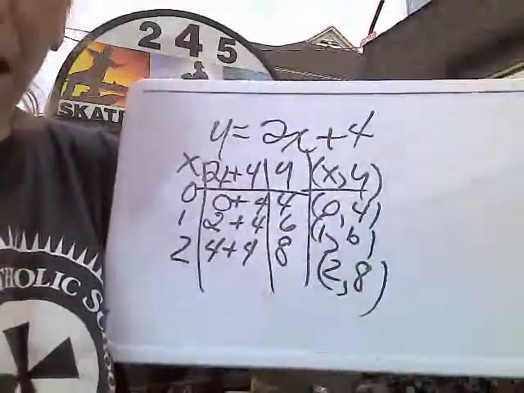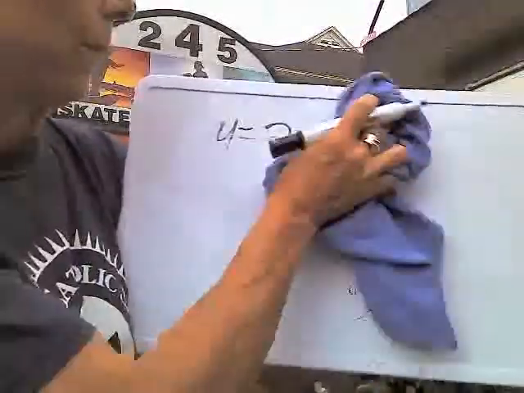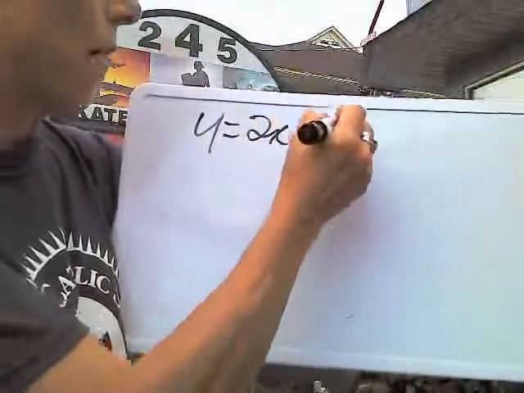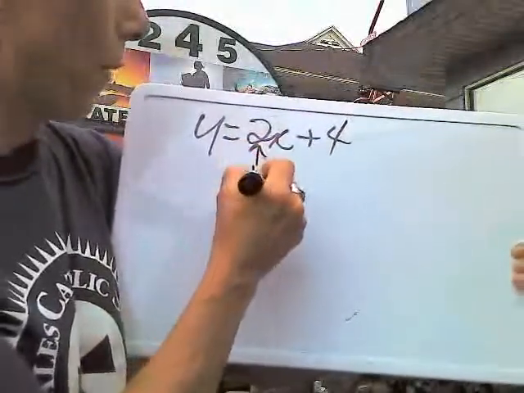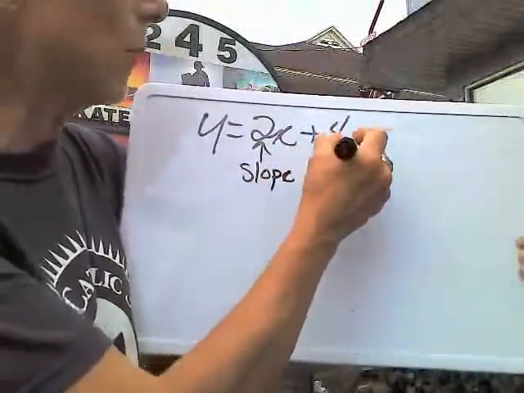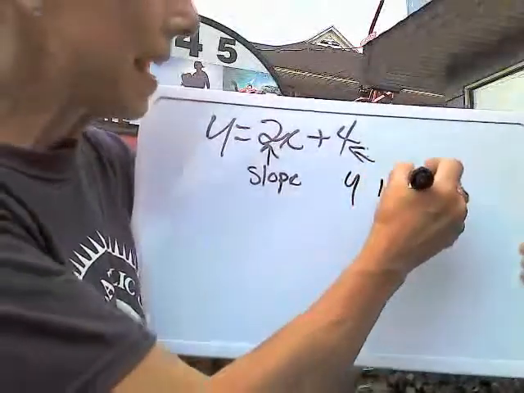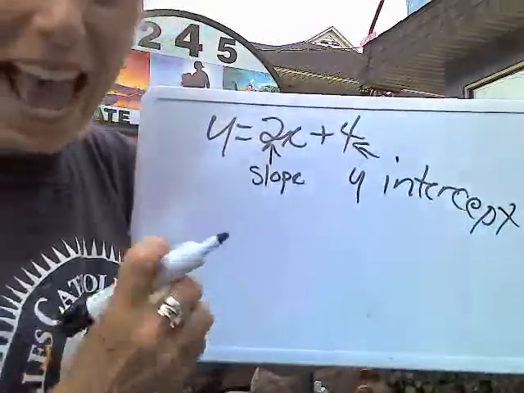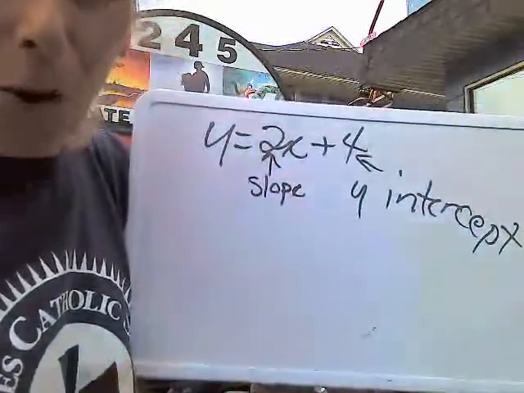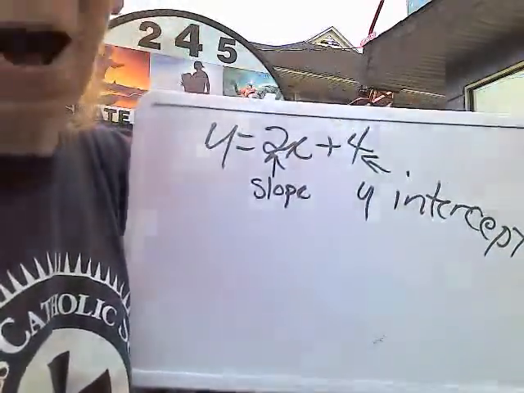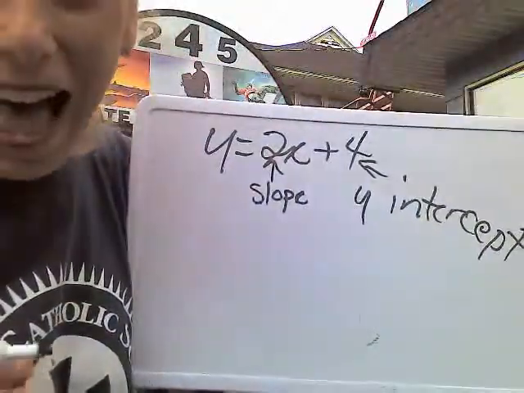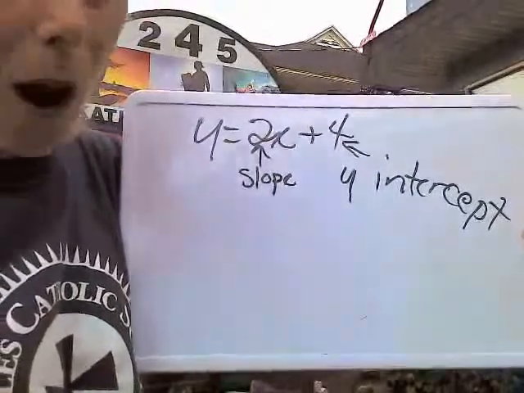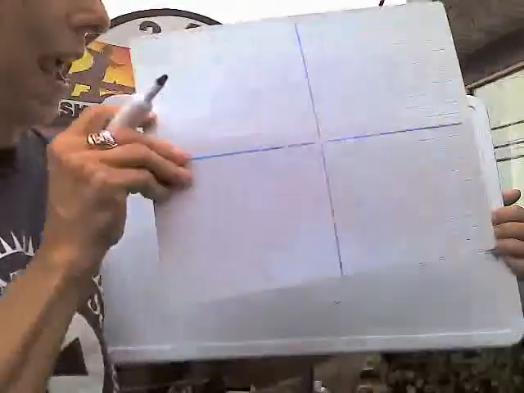Let me show you one little easier step. If I know 2x plus 4, I know this is the slope. This is what we call the y-intercept. That's where it catches the y line, where the line goes through the y-axis on a graph.